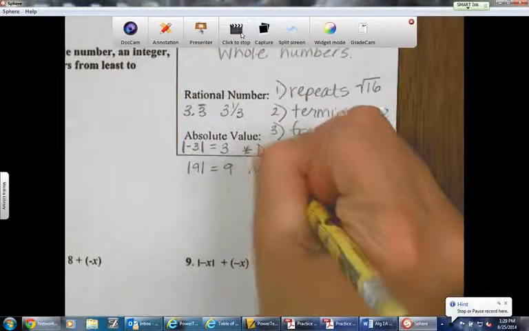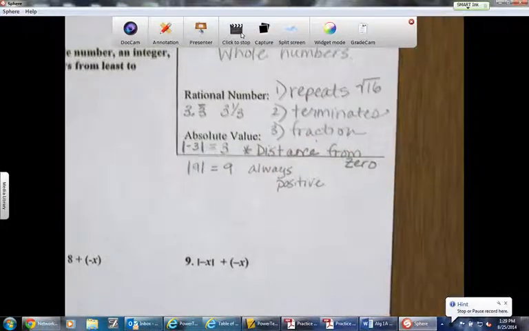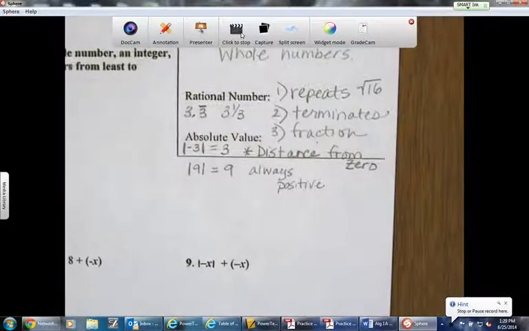Okay, so that's the other thing to remember. It's always going to be positive because you're always talking about distance. I can't say I walked from here to Walmart and I went negative 4 miles. That doesn't make sense. Distance is always going to be a positive number.